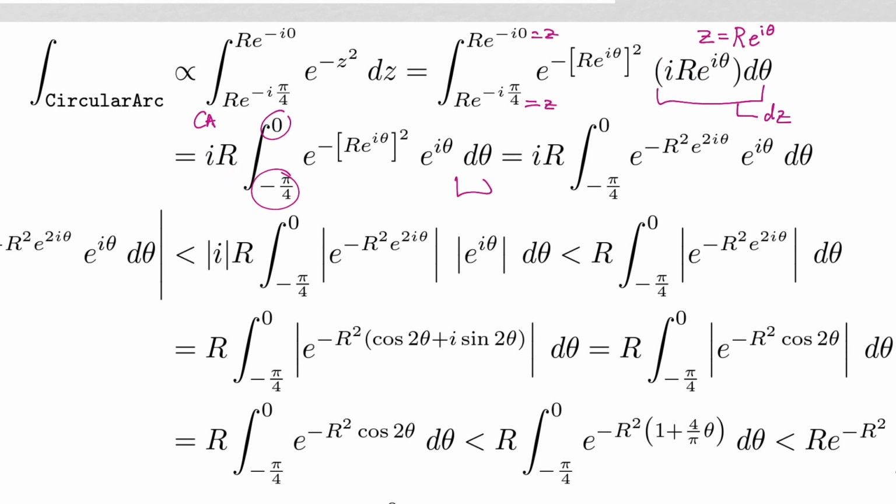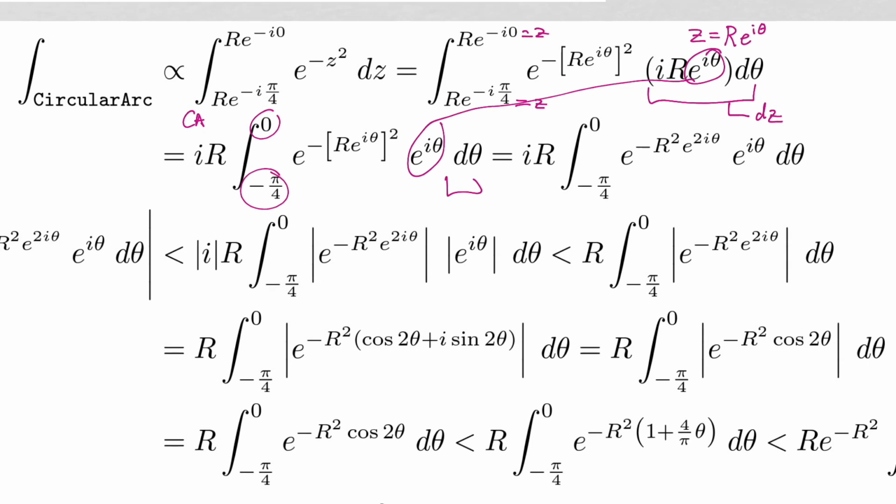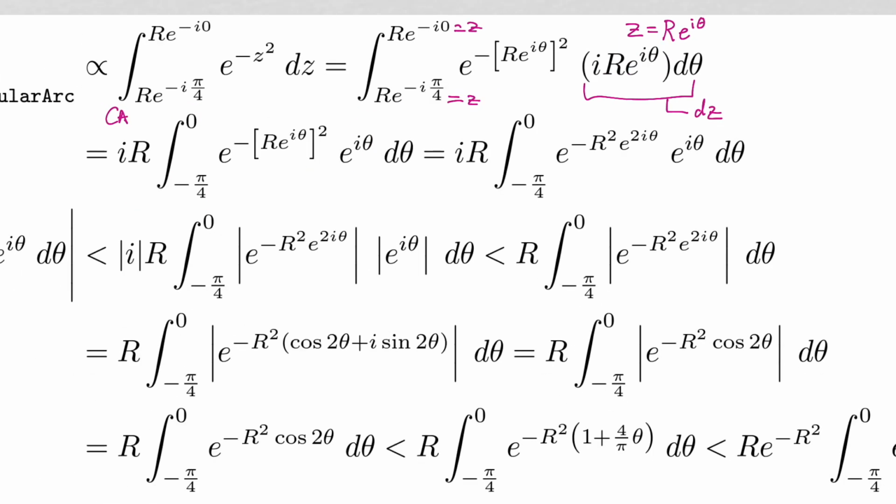And the e to the I theta has to stay behind because theta is the variable of integration. That's all the changes for that segment. Then to go from the expression we just completed to this new expression, I just blew up this exponent, so I get r squared e to the 2I theta e to the I theta d theta. So this is now the integral we're working on to calculate.